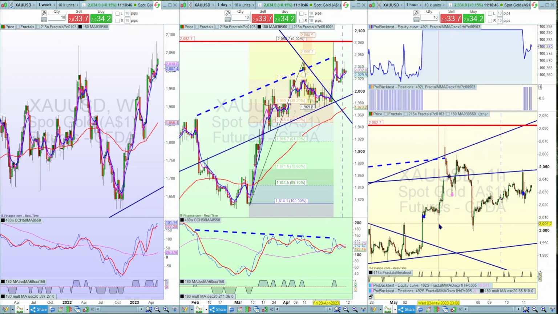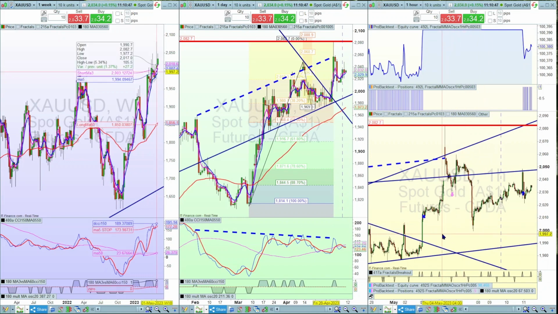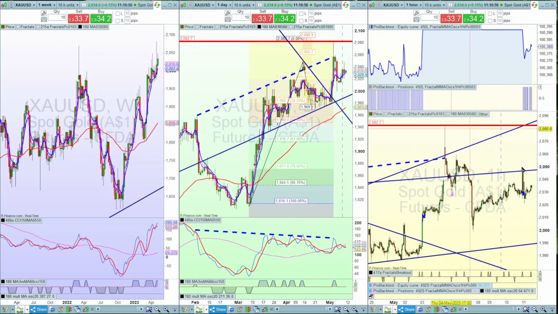And when I say the hourly, you can trade any lower time frame that suits you, 15 minutes, 2 hours, 4 hours, whatever suits you. But that's our trade area based on the weekly and daily trends. Let's look at each of these in detail.